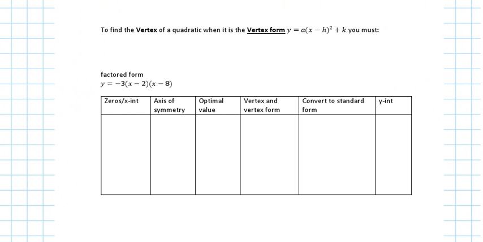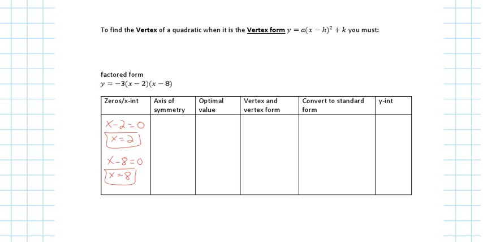Okay. So what would be your zeros? x equals 2, and x equals 8, because you're going to set each bracket equal to 0 and then solve for x. So I have x equals 2, and I'm going to set the other bracket equal to 0, and that's going to give me x equals 8. So my two zeros are 2 and 8. Anyone doesn't know how to do this step? Are we okay?